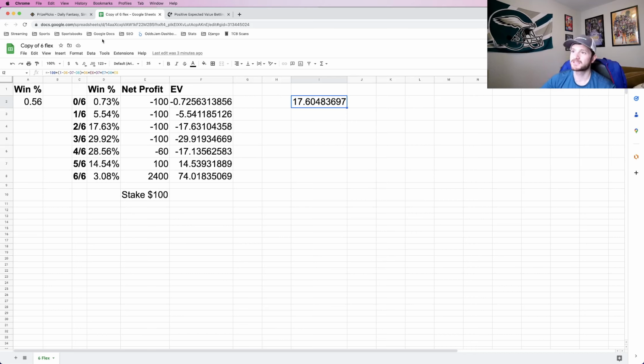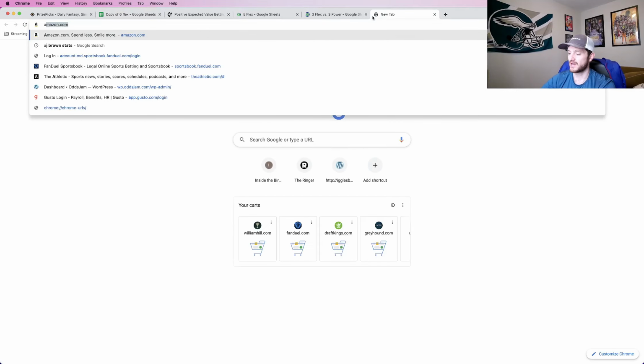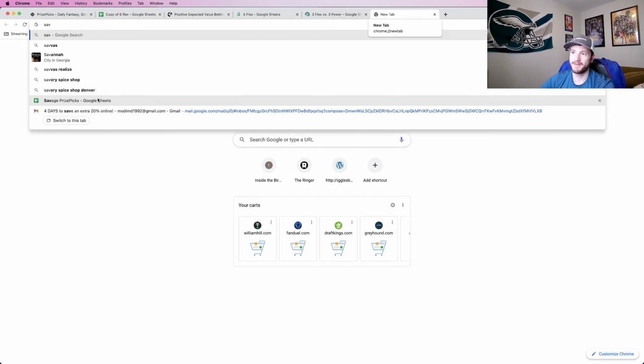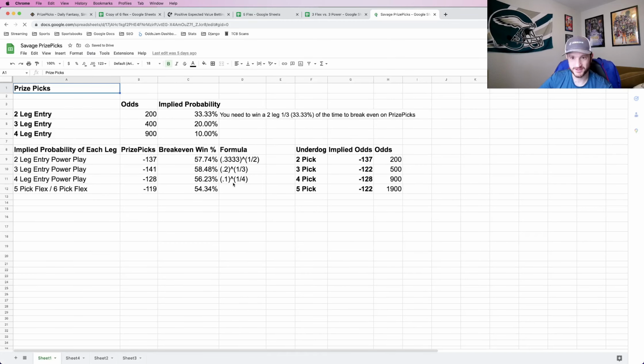And I have the spreadsheets to show you that as well. Like I have the 5 flex. I have the 3 flex versus power and the 4 as well. And then I also just have the regular payouts for PrizePicks as well. This was all done by the OddsJam co-founder, Alex Monahan, who is a math genius.